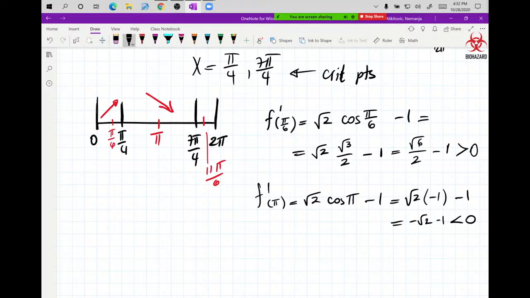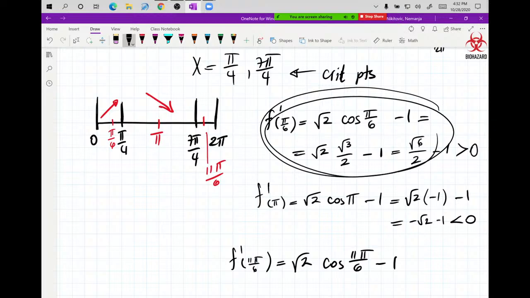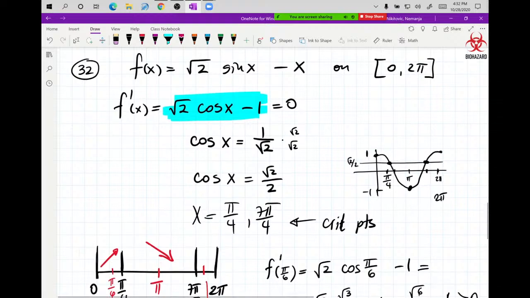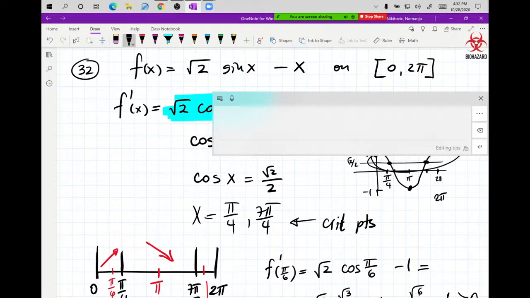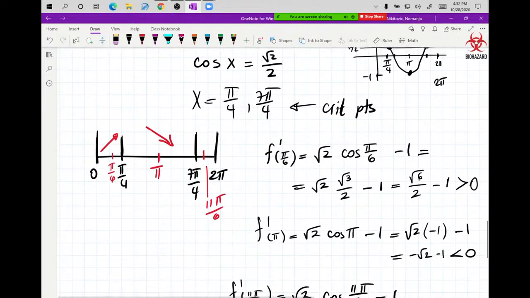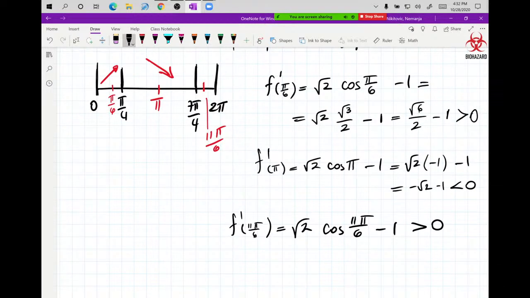And finally, we have f prime of 11 pi over 6, which would be square root of 2 cosine of 11 pi over 6 minus 1. And that one is going to give us exactly the same value as the top, because you can see that the value is still root 2 over 2. It's on the same elevation for the cosine. It's on the same elevation here for 11 pi over 6. So it's going to give us the same calculation as the top, and we have increase.